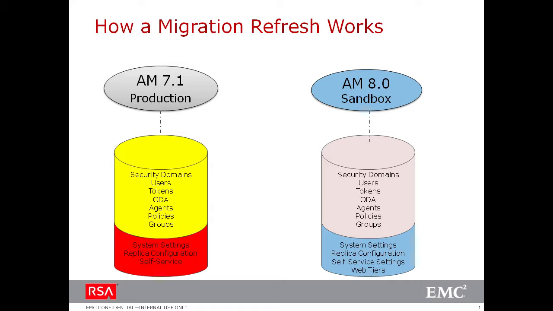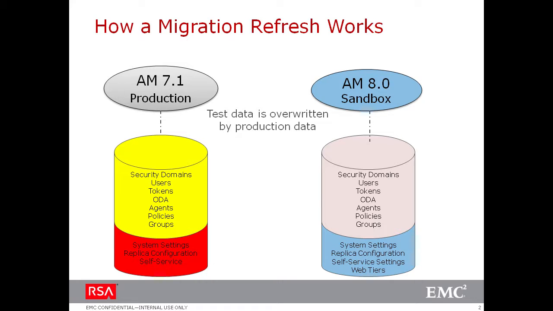So you'll see here that there's an AM 7.1 system in production with system settings, users, tokens, and so forth. And then there's an Auth Manager 8.0 sandbox set up as well that was done through a test migration at some time in the past. And it has users, tokens, and secure domains, and it also has system settings and replicas as well as web tiers and self-service settings set up.